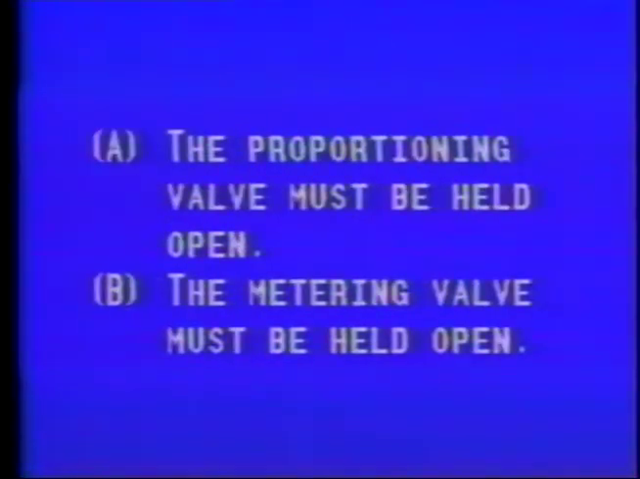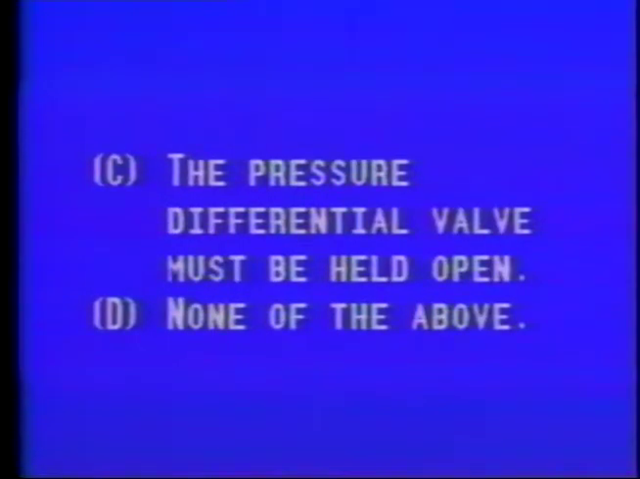When bleeding front disc brakes with a pressure bleeder, A, the proportioning valve must be held open. B, the metering valve must be held open. C, the pressure differential valve must be held open. D, none of the above.